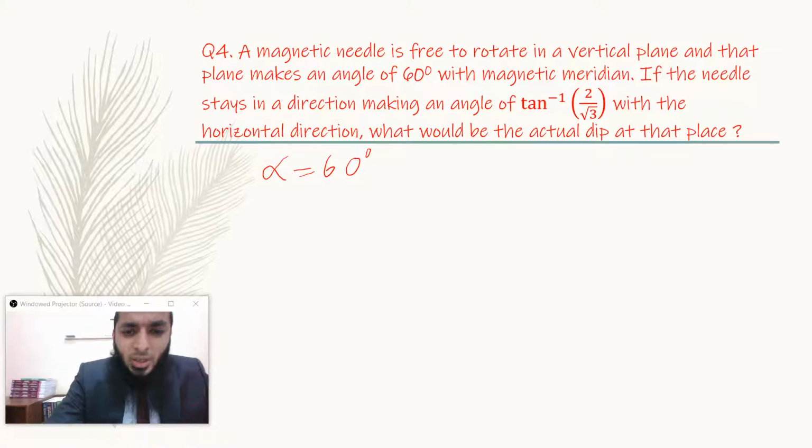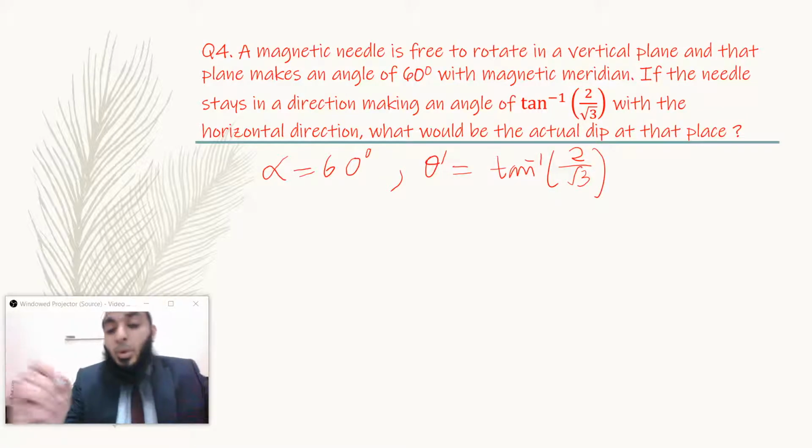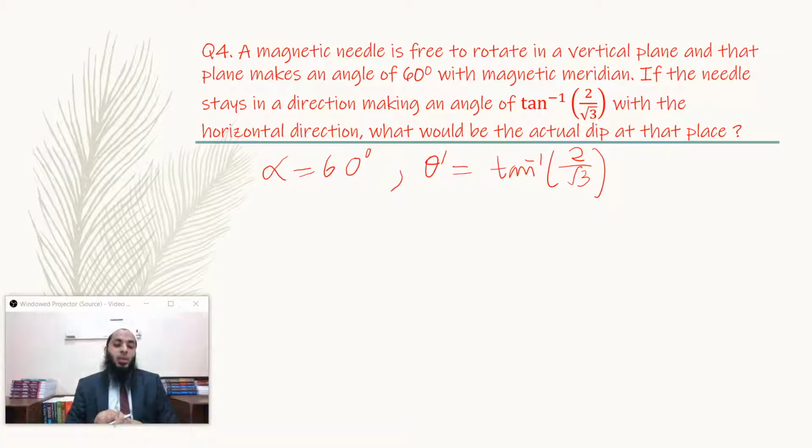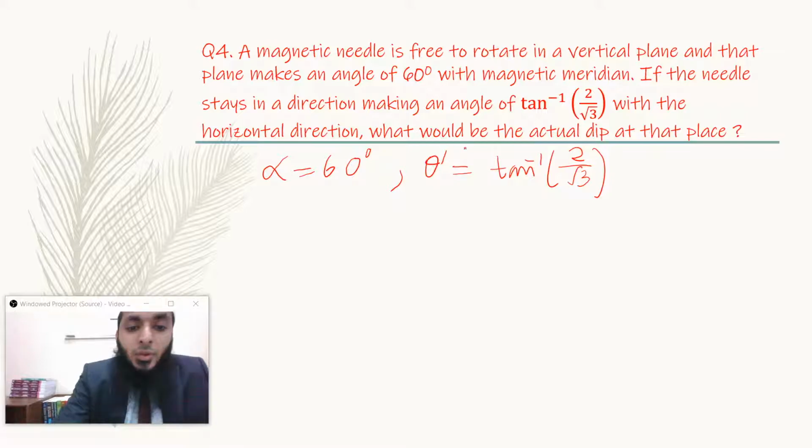This is a similar question. Again, they are giving theta dash, but in this case the theta dash value is not given directly. They have written it as theta dash is equal to tan inverse 2 divided by root 3. So 2 divided by root 3 is not a standard value, so this is not a standard angle, but we can write it like this. Now we can continue. They are asking for the actual dip.